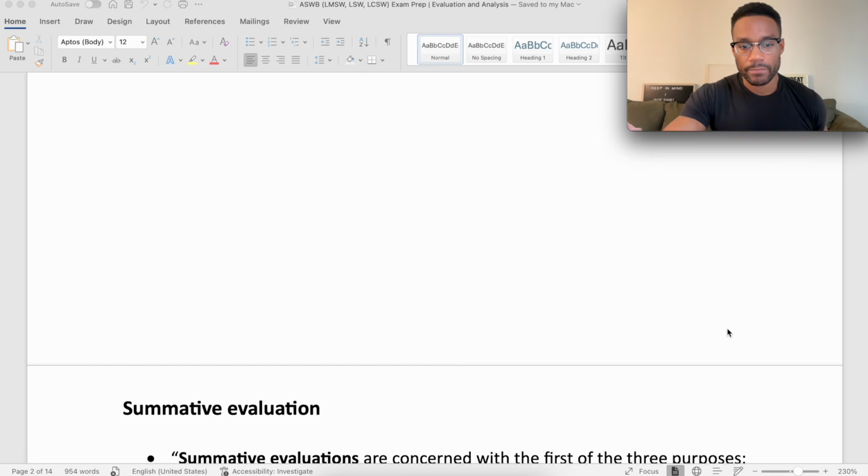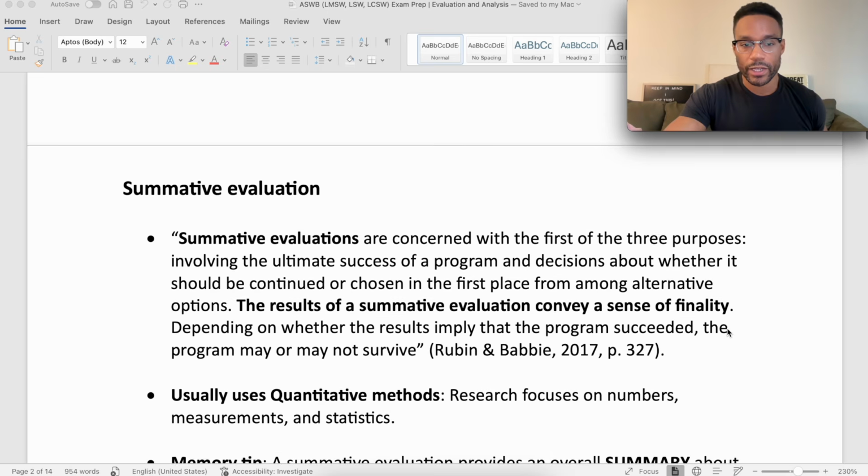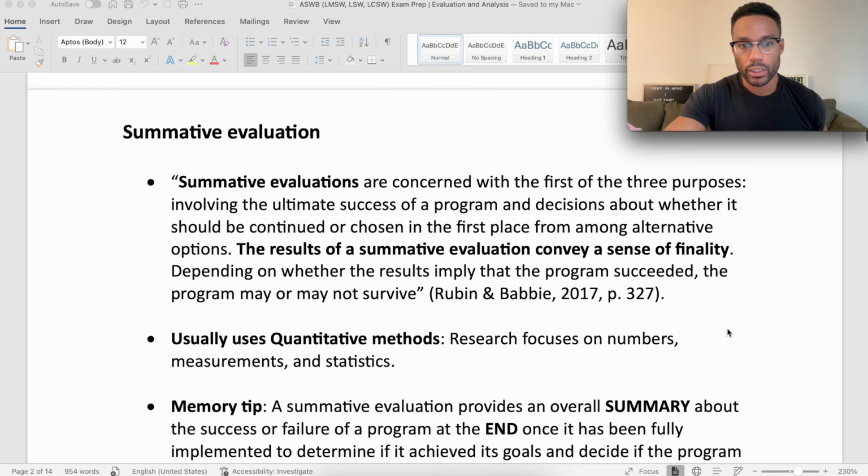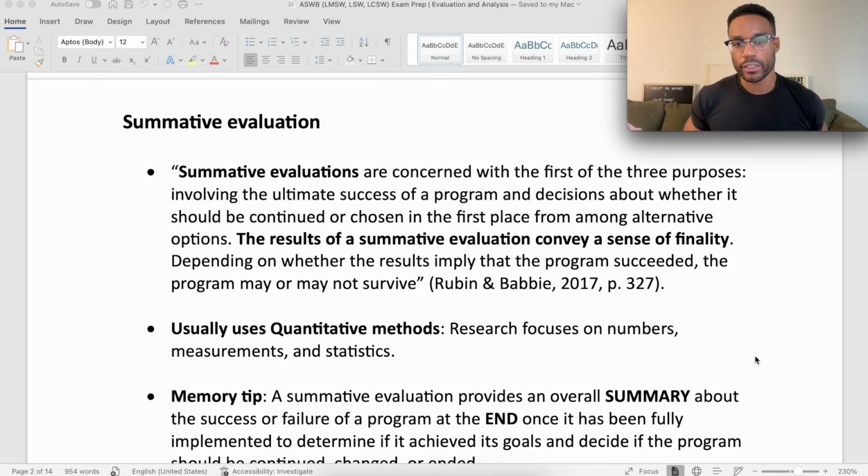And first up is summative evaluation. So summative evaluations are concerned with the first of the three purposes involving the ultimate success of a program and decisions about whether it should be continued or chosen in the first place from among alternative options. The results of a summative evaluation convey a sense of finality.